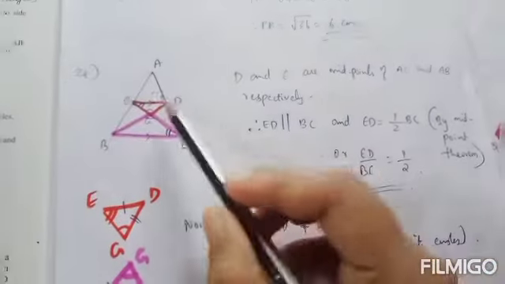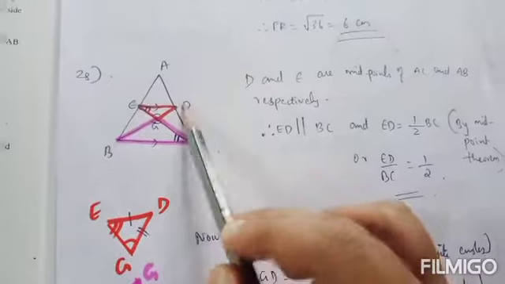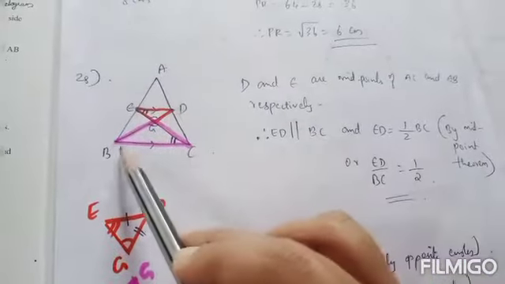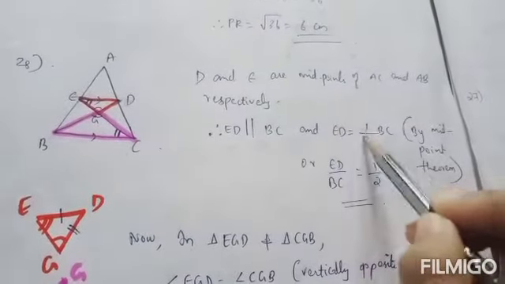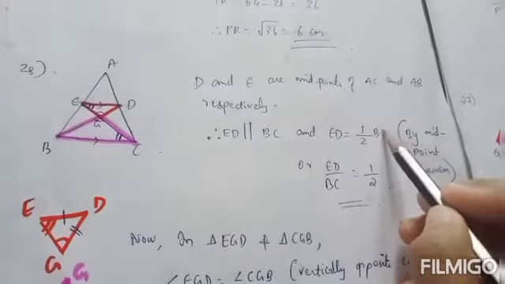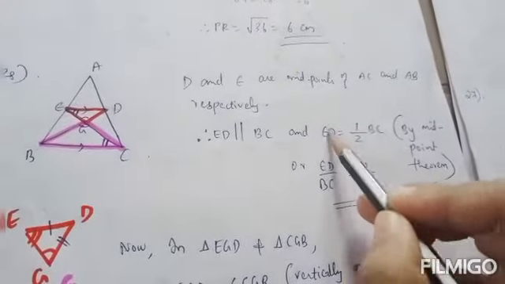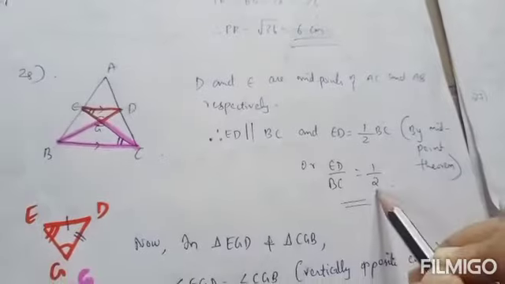So here E and D are midpoints. So the line joining the midpoints ED will be parallel to BC and the length of ED will be half of BC, or ED equal to half BC. From this you can write, taking BC to the LHS, ED by BC equal to 1 by 2.